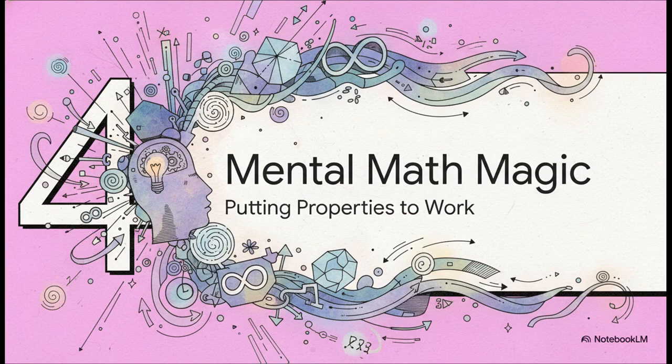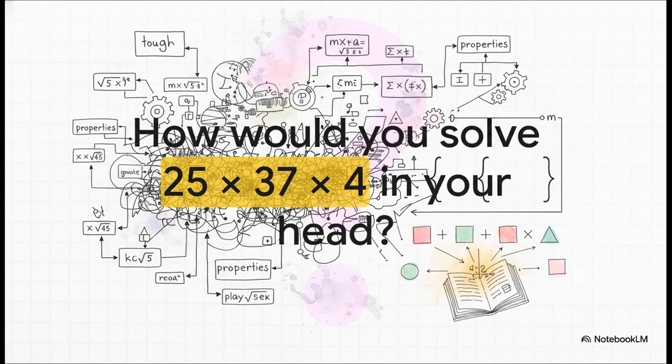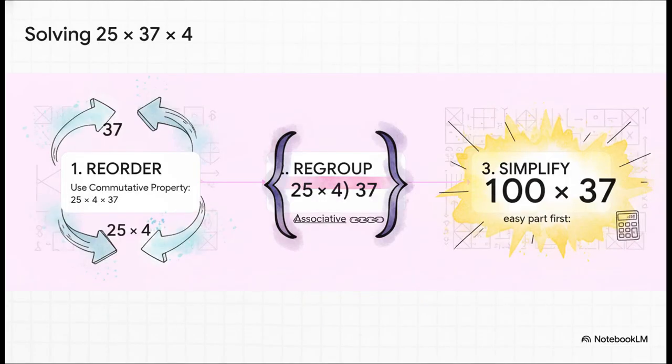So, why are we drilling these names? Because knowing them gives you what I like to call mathematical superpowers. Seriously, you can start solving problems in your head that used to seem totally impossible. Now at first glance, this looks like a job for a calculator, right? But what if I told you that you could solve it in like 3 seconds using the properties we just learned? Okay, watch this. First, we're going to use the commutative property to swap the 37 and the 4.